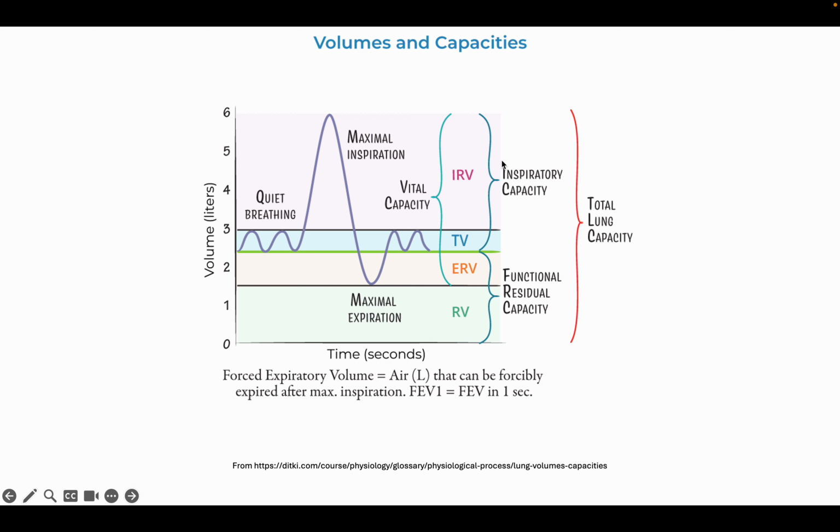And you can add them together. So there's inspiratory capacity, which is tidal volume plus inspiratory reserve volume. There's functional residual capacity, which is expiratory reserve volume plus residual volume, and is what it sort of sounds like, how much air is left over at the end of a normal breath.